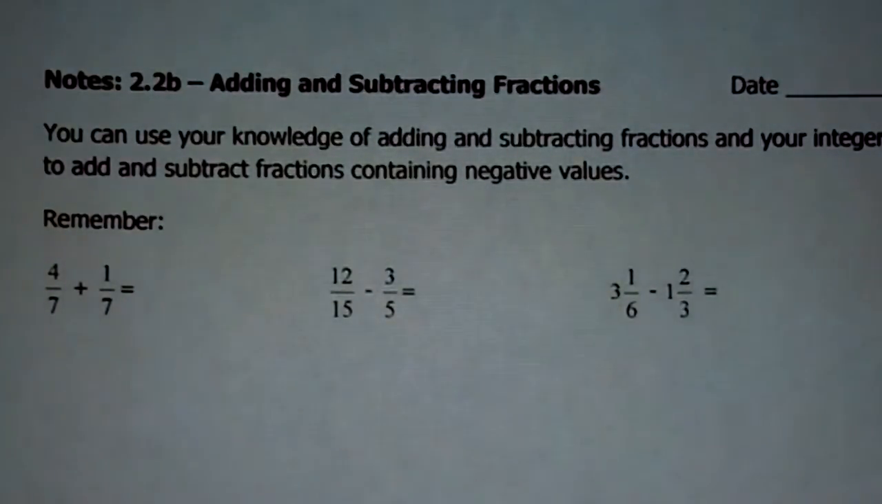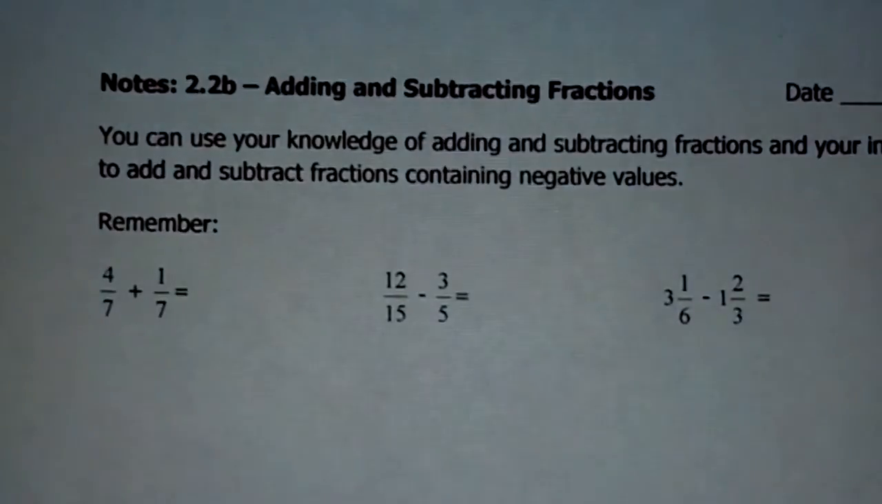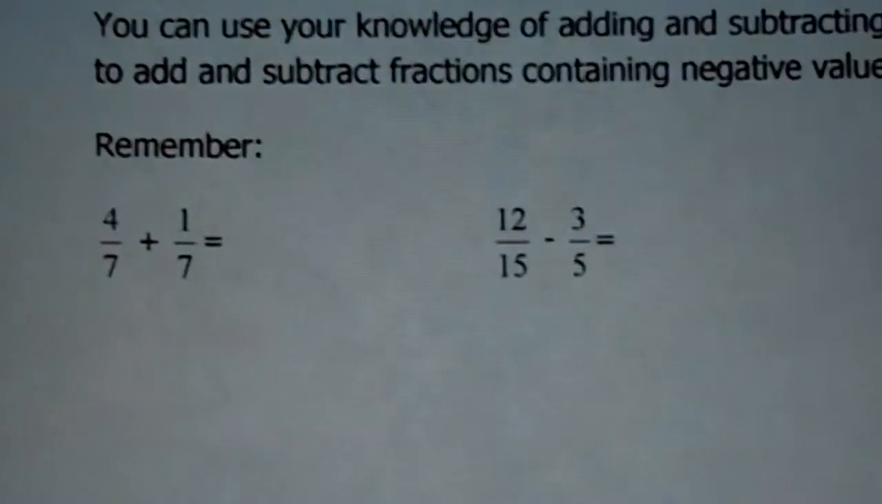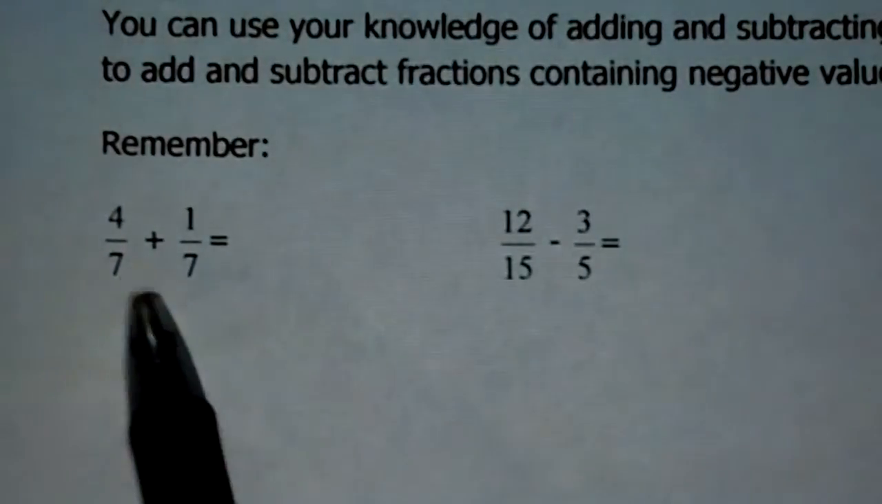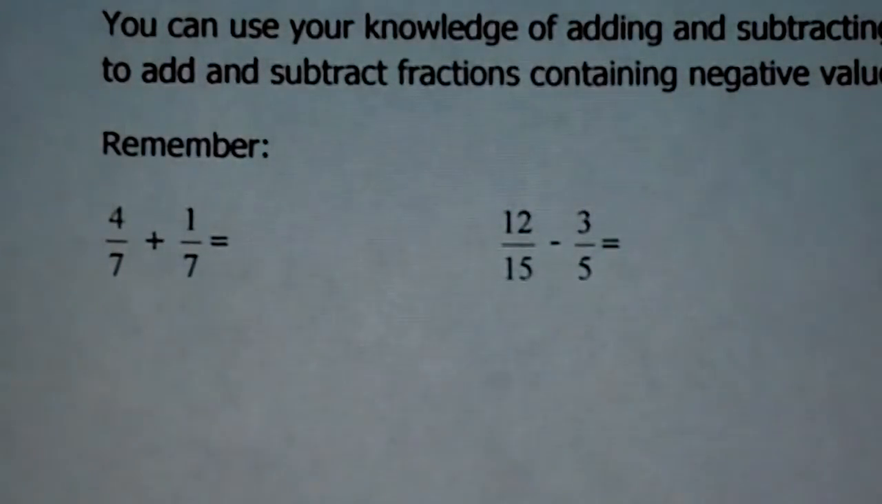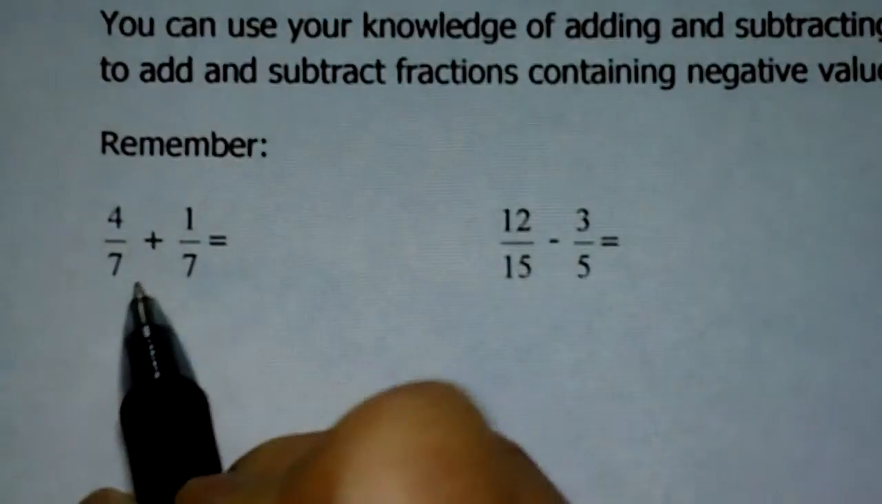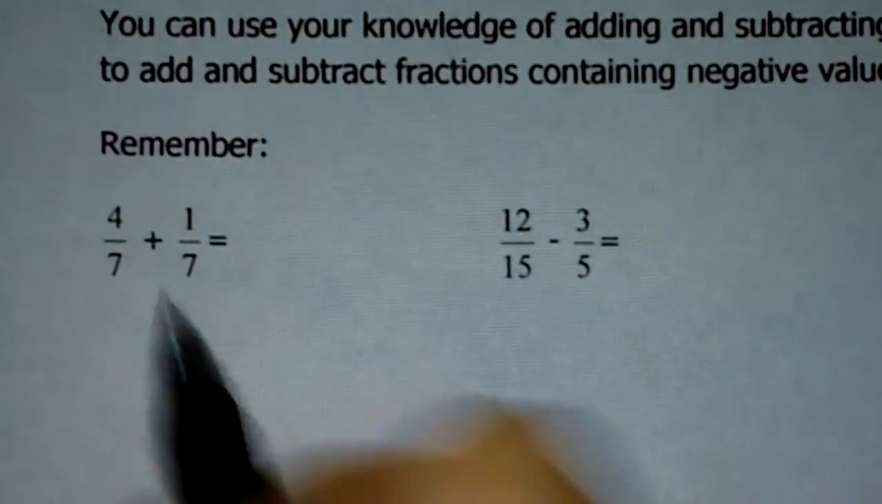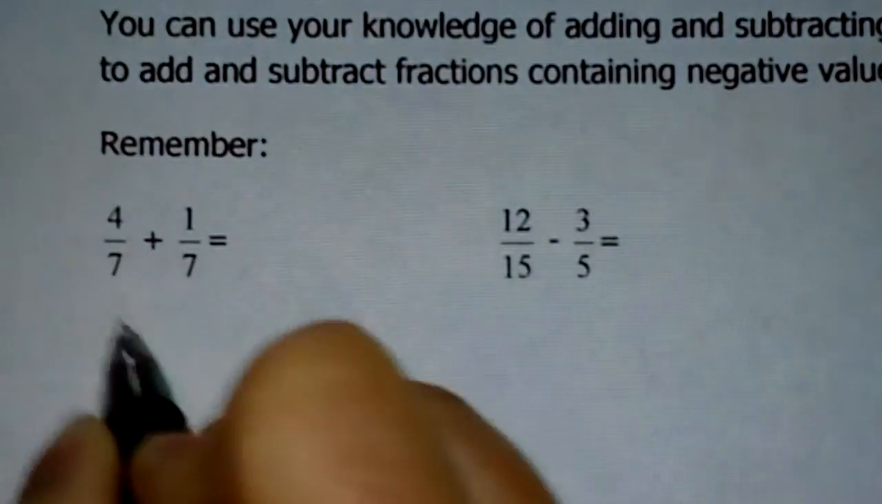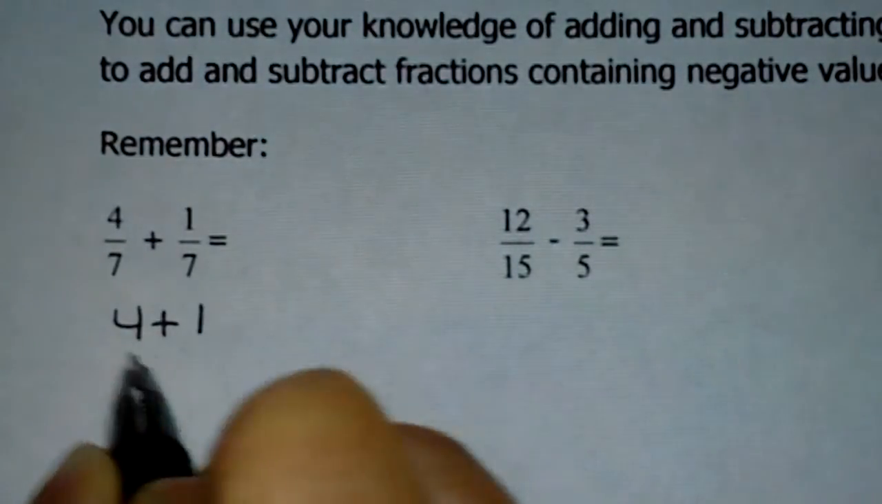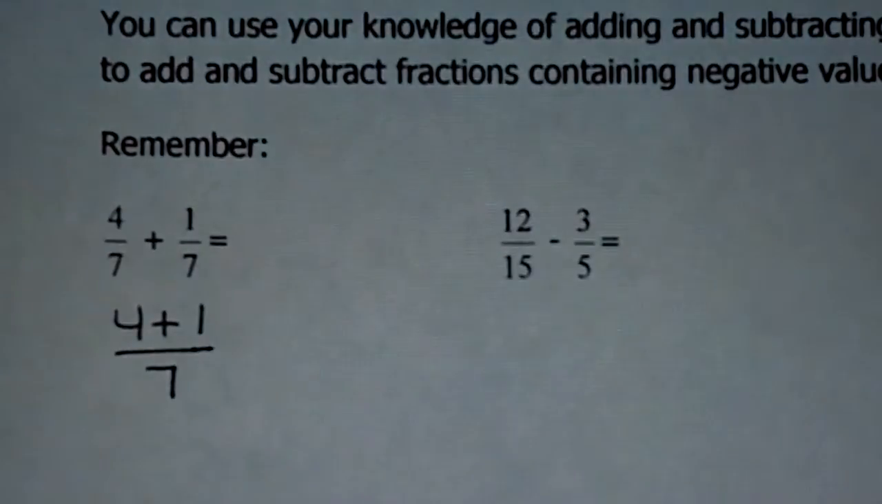So this first section here, it's just a remember section. This is just to kind of trigger what you already know so that we can apply it to what we don't already know in just a moment. So take a look here. I have 4 sevenths plus 1 seventh. I'm hoping that you remember when you're adding fractions, first off, you have to have a common denominator. This one's great. I already have a common denominator. And you learned when you have a common denominator, all you do is add the numerators together, so 4 plus 1, and bring over the denominator.